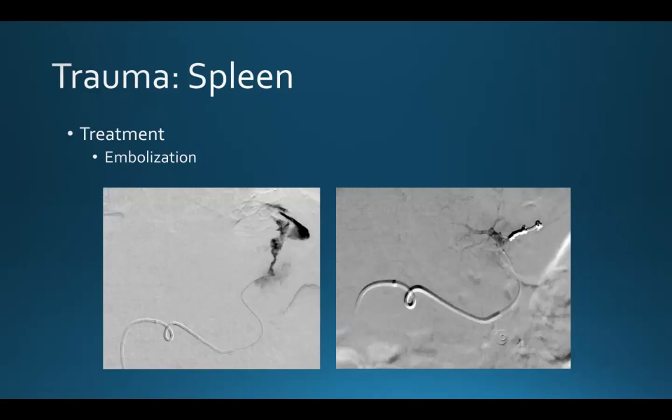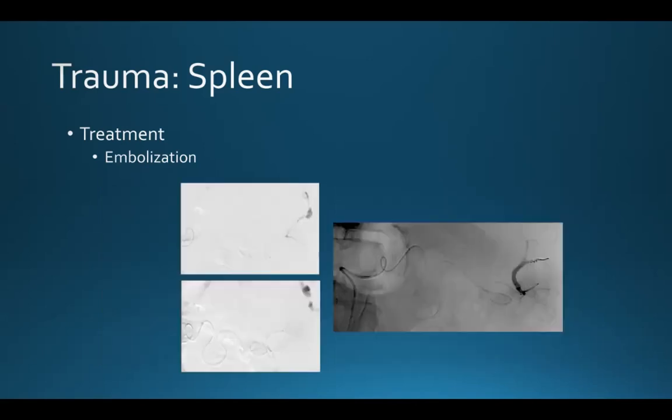Here's one example of extravasation from a distal splenic artery branch, which was treated successfully with multiple coils. And here's a second example. It does look similar, but it's a different case where there was extravasation from an upper pole branch, and we were able to navigate the tortuosity of the splenic artery in order to deploy coils all the way in the branch that was bleeding.